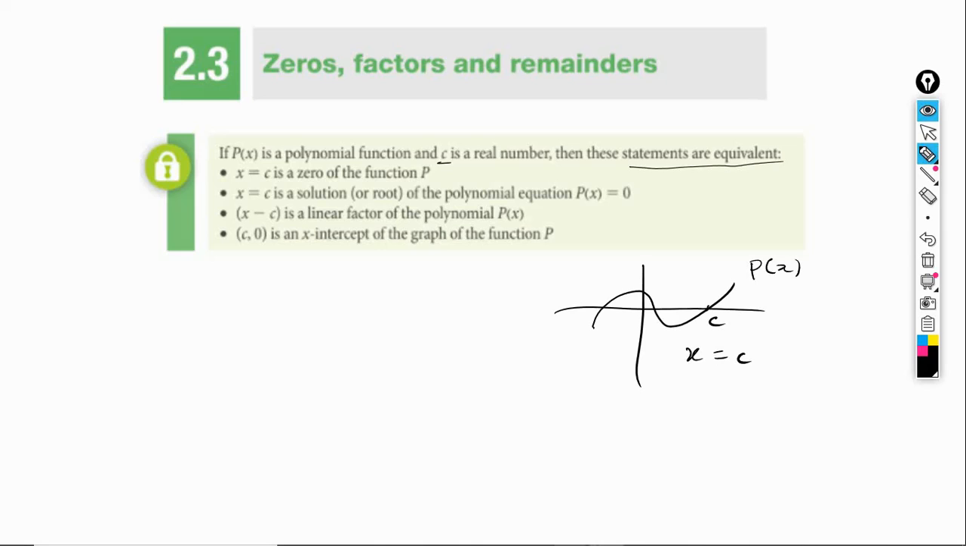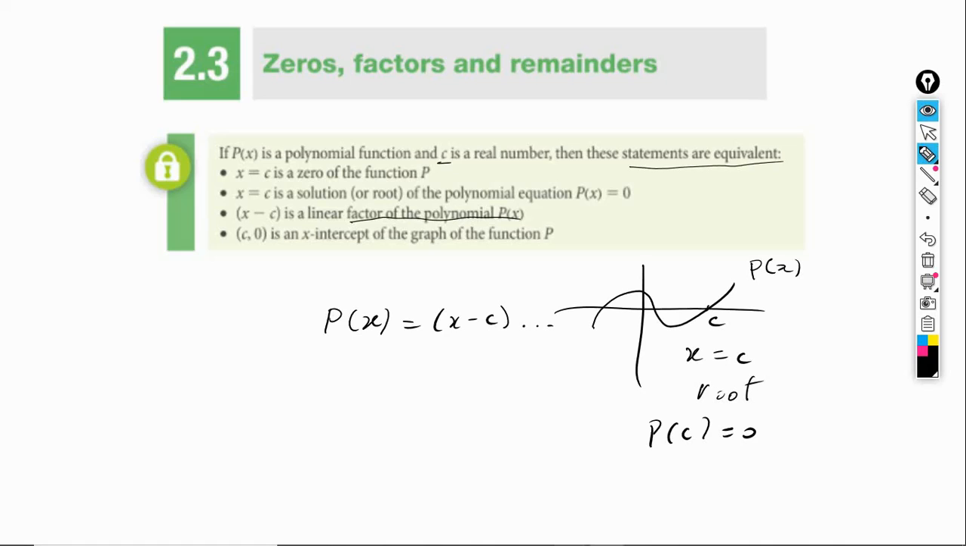x equals c is a solution or root. We can also call this a root or solution of the polynomial equation p of x equals 0. So obviously p of c is equal to 0, because c is a root or a zero of the polynomial equation or function. x minus c is a linear factor of the polynomial p of x. That means p of x equals x minus c times other factors.